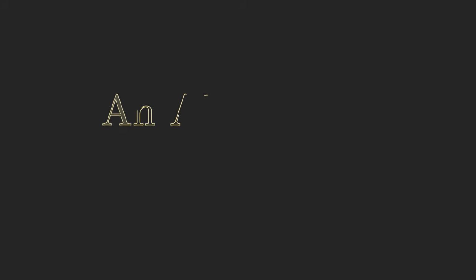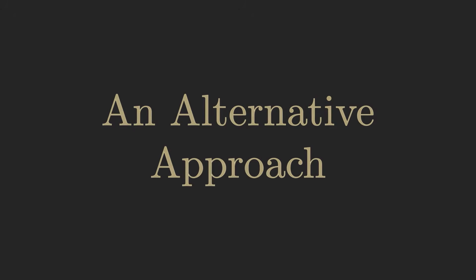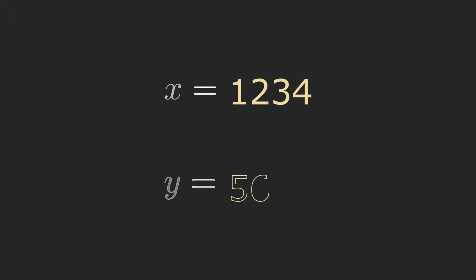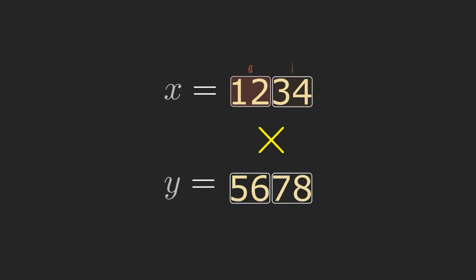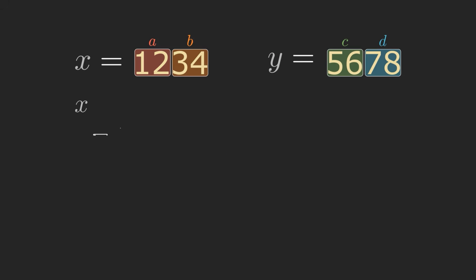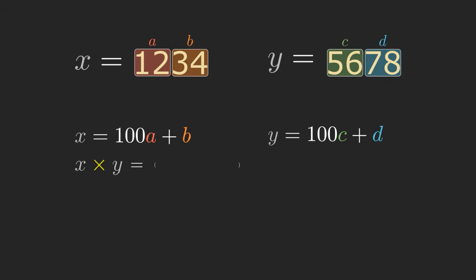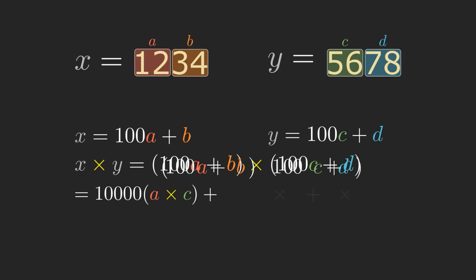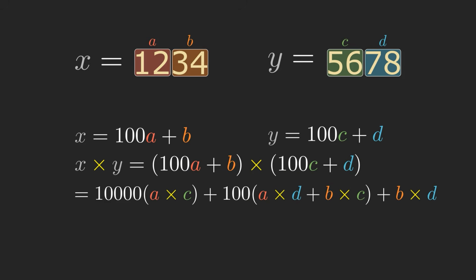Kolmogorov and the general math community at the time were already aware of an alternative approach to multiplication. Say we want to multiply these two numbers, x and y. We can start by splitting them each in half, resulting in 4 smaller numbers, which we'll call a, b, c, and d. x equals 100a plus b, and y equals 100c plus d. So x times y equals (100a plus b) times (100c plus d). And distributing the product, we can see this is equal to 10,000 a times c plus 100 (a times d plus b times c) plus b times d.